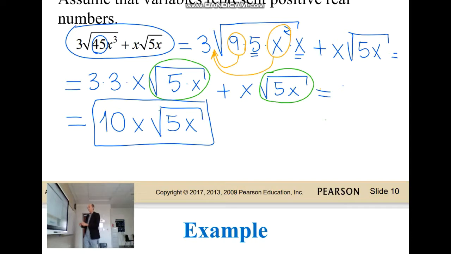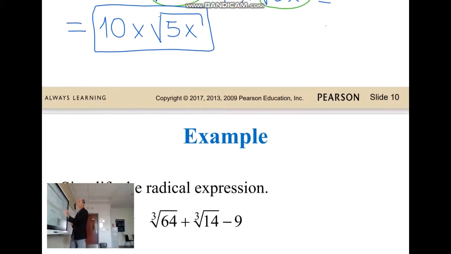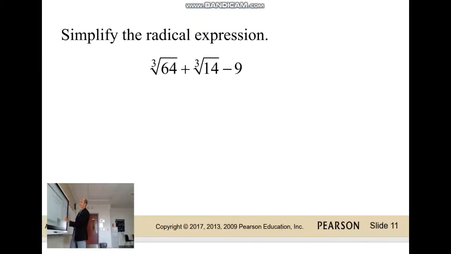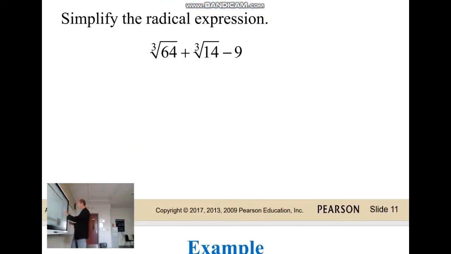And one more example. And we have here, simplify this radical expression. We don't have variables, we just have numbers. But let's understand how we can simplify. We can factor out 64, because 64 is actually 4 cubed, right?